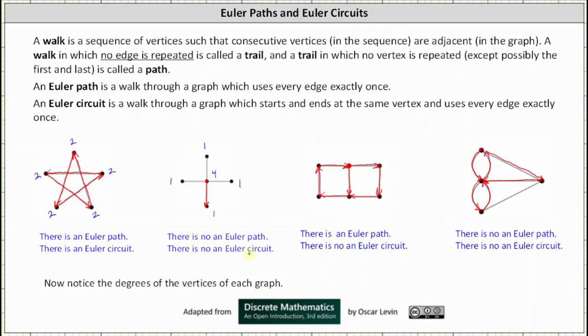and no Euler circuit. For the next graph, 4 of the vertices have degree 2, and 2 of them have degree 3. We can say 4 of the vertices have an even degree, 2 of them have an odd degree, and the graph had an Euler path but no Euler circuit. And for the last graph, the degrees are 3, 3, 3, and 5. All the vertices have odd degrees, and the graph had no Euler path and no Euler circuit.